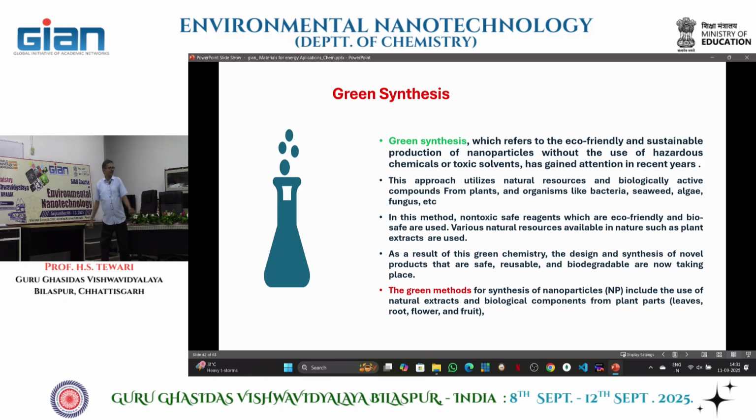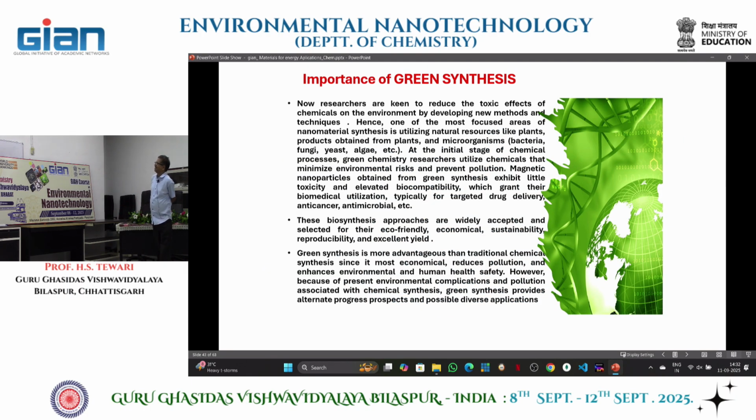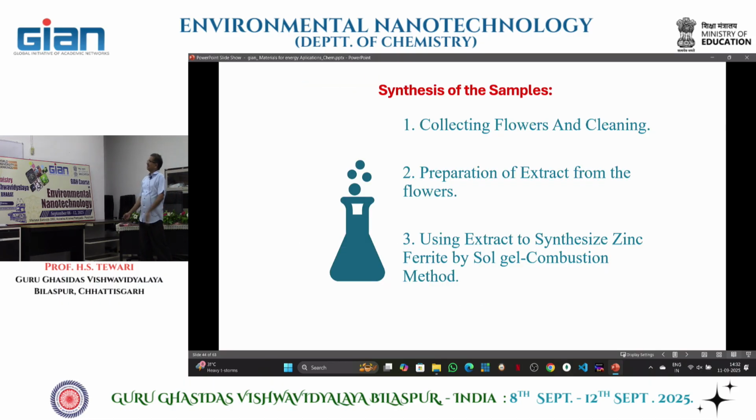In the combustion method, people use a number of materials like urea and citric acid, but we have not used any of these. We have used only the extract of this flower. That is why this is called the green method, and a number of people are working on this. These are how they collected the flowers and made the extract.